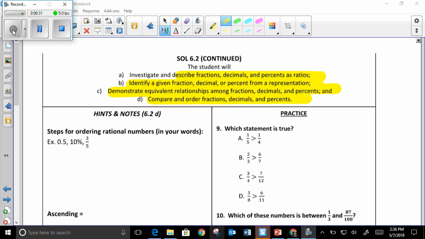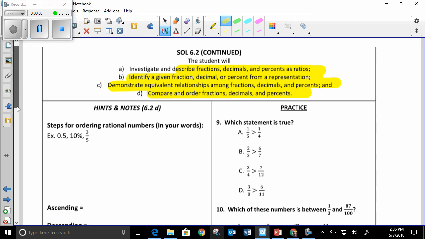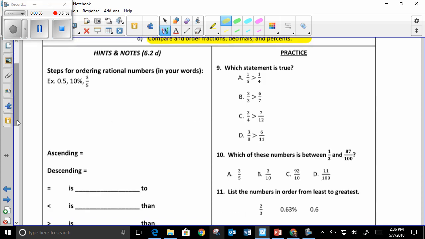So look at the first example. Always read your hints and notes and the steps for ordering rational numbers. Make sure that you always change your fractions and your percentages to decimals. For example, 0.5 is already a decimal. 10% would be 0.10, and 3/5 would be 0.6. When you have to put them in order, make sure you check: are they asking for least to greatest or greatest to least? So make sure that you're careful and you look for what they're ordering.